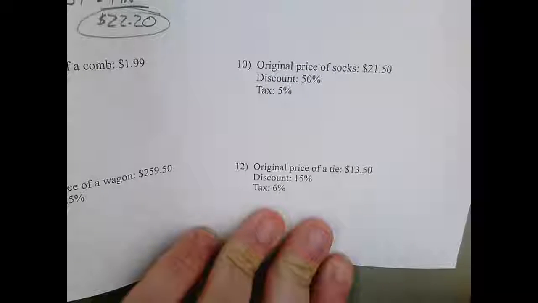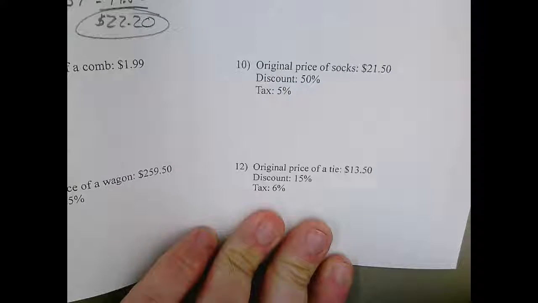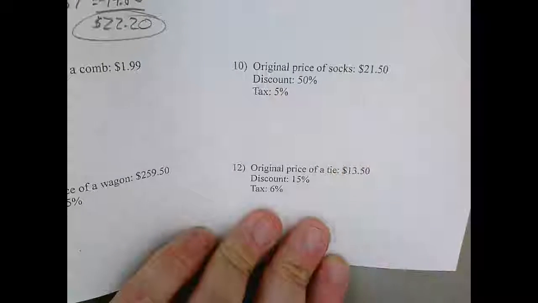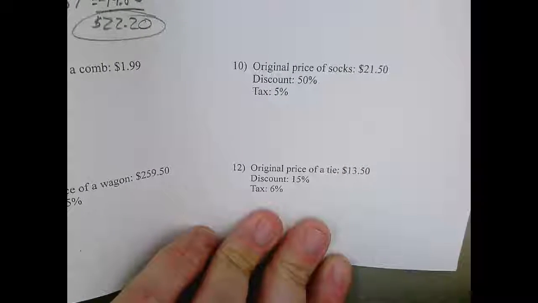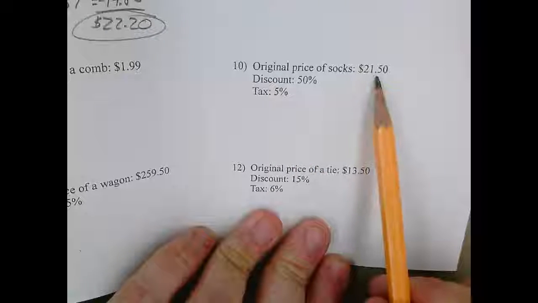Okay, so now that you've seen a few discounts and markups, now we're going to talk a little bit about discounts and sales tax. Sales tax is essentially a markup, but if you're getting a discount, you calculate the tax after the discounts. For example, if we're buying these socks in this problem, the original price of the socks is $21.50. They're not going to charge us a 5% sales tax on that price.